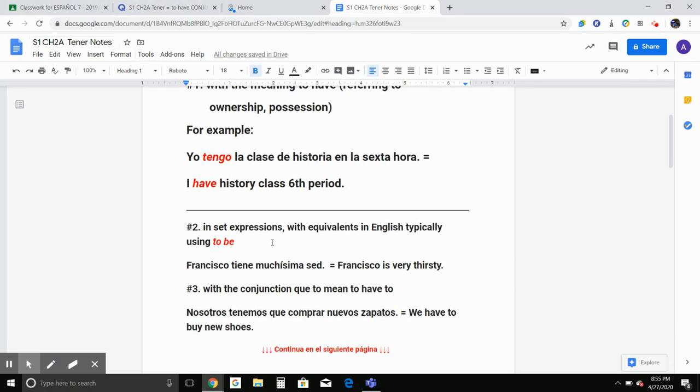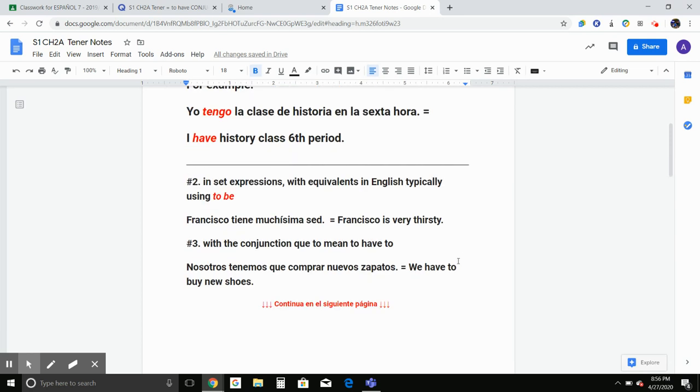The second way we could use it is in expressions with the equivalent in English where we would use the verb to be, okay? So, Francisco tiene muchísima sed. Francisco is very thirsty. So, is thirsty, is hungry, is in a hurry, is hot, is cold. All of those are going to use the verb tener, and we'll get to them.